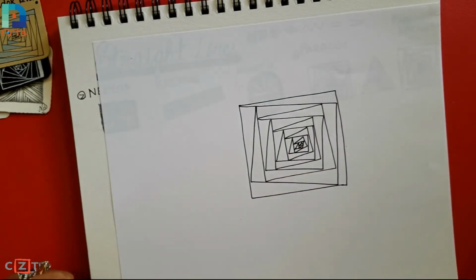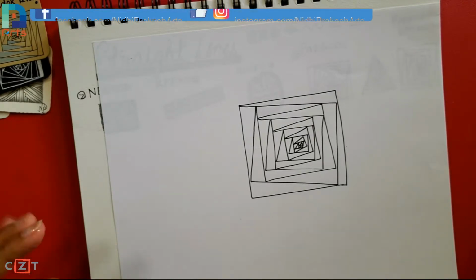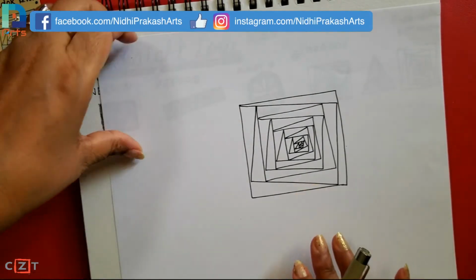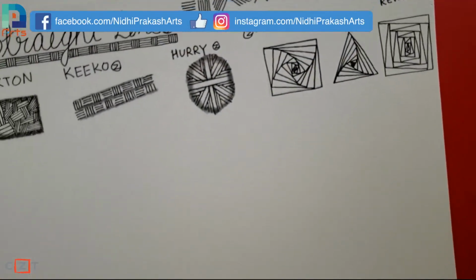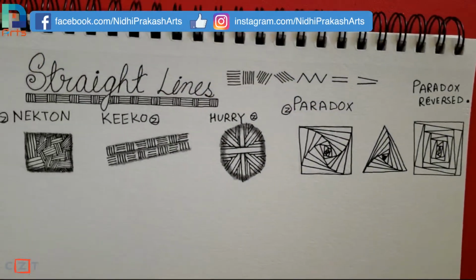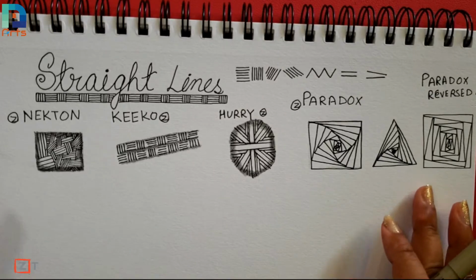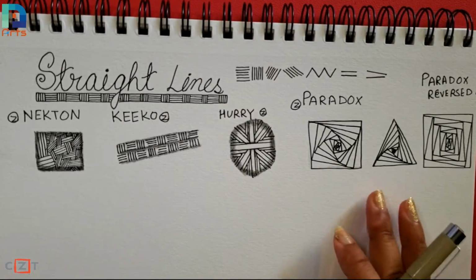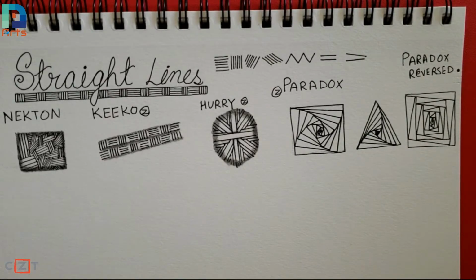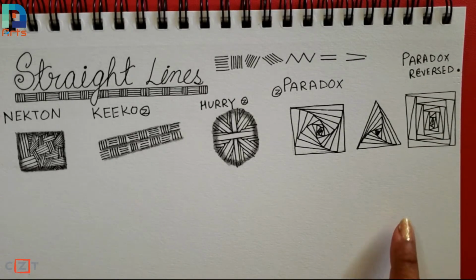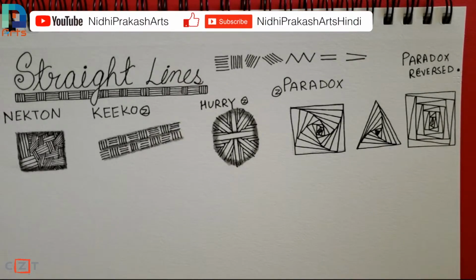Yes, Yelena, this is the high focus tangle. Absolutely, this is a high focus tangle. I just put it into the straight line because we did the paradox. So I just thought let me put the reverse paradox together with the paradox, because this is a straight line, but it is absolutely a high focus tangle too. So that's why, like I always say, we can put one tangle into various categories.